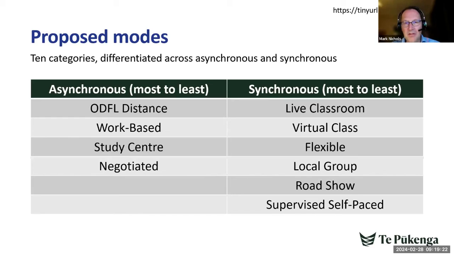Now, some of them might be intuitive. For example, a virtual class is like a live classroom with some added time flexibility through streaming. A roadshow is where synchronous learning opportunities are provided in different physical locations by the same team, which travel from place to place. Each of these models was in place to some extent across the 25 organizations that were combined to form Te Pūkenga. So each is possible.